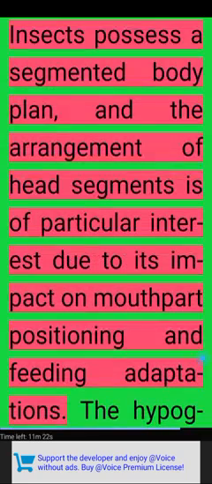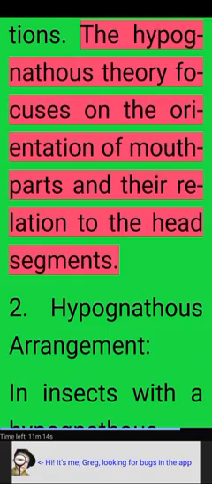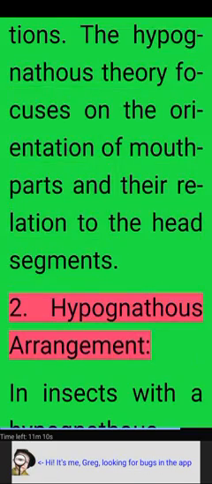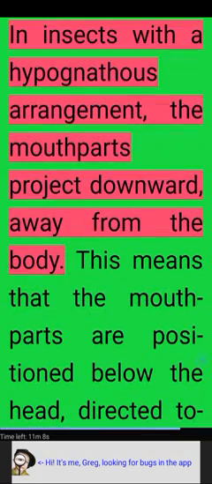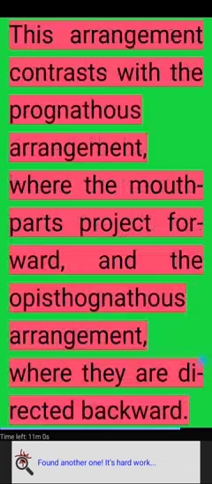1. Background. Insects possess a segmented body plan, and the arrangement of head segments is of particular interest due to its impact on mouthpart positioning and feeding adaptations. The hypognathous theory focuses on the orientation of mouthparts and their relation to the head segments. 2. Hypognathous arrangement. In insects with a hypognathous arrangement, the mouthparts project downward, away from the body. This means that the mouthparts are positioned below the head, directed toward the ground. This arrangement contrasts with the prognathous arrangement, where the mouthparts project forward, and the opistognathous arrangement, where they are directed backward.